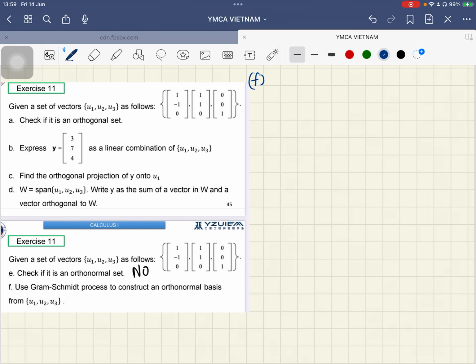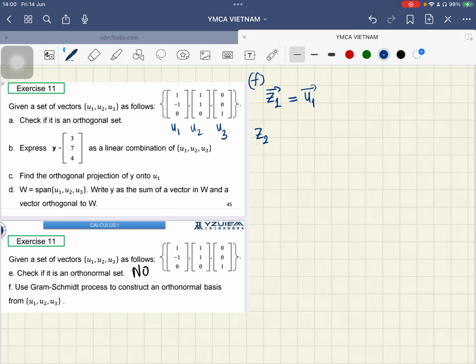For question F, we have to use the Gram-Schmidt process to construct an orthonormal basis from U1, U2, and U3. So we will have, let's say, Z1 is equal to U1, because what we have here is U1, U2, and U3.